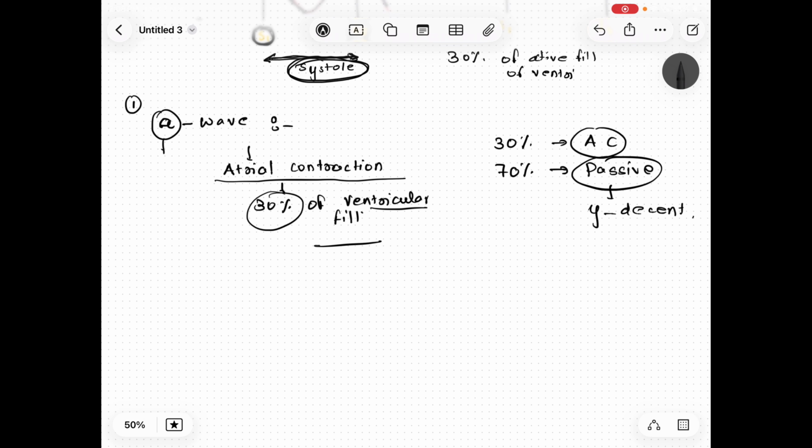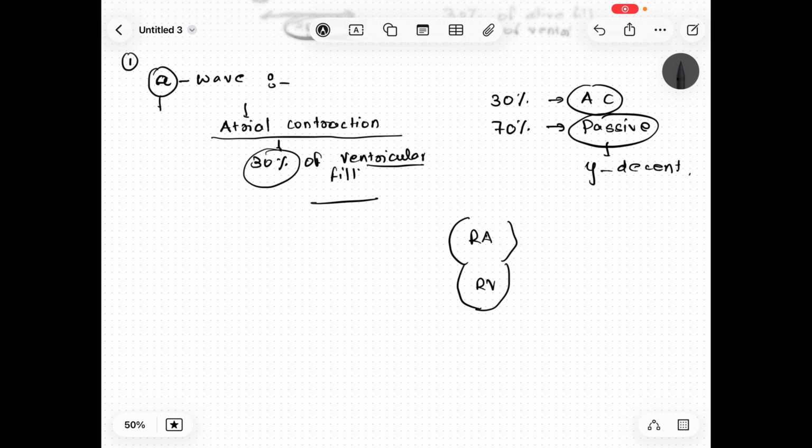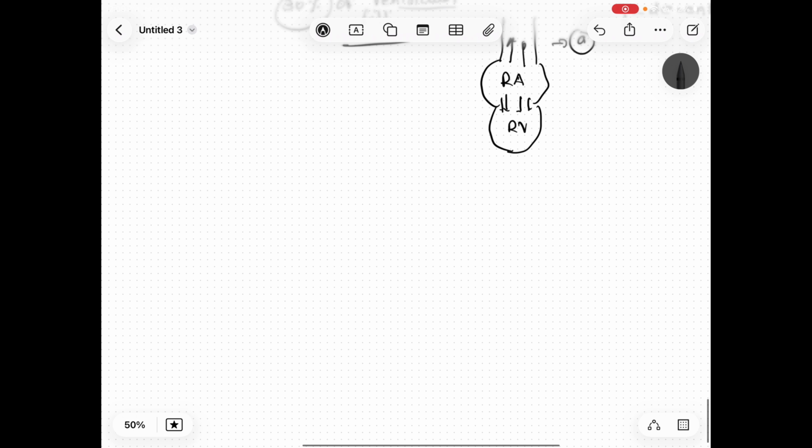What is the mechanism behind this A wave? This is very simple. When the atria contracts, 30% of the blood goes into the RV and a small pressure is reflected back in the superior vena cava, which forms A wave. Now we'll discuss the abnormalities of A wave. First is prominent A wave.